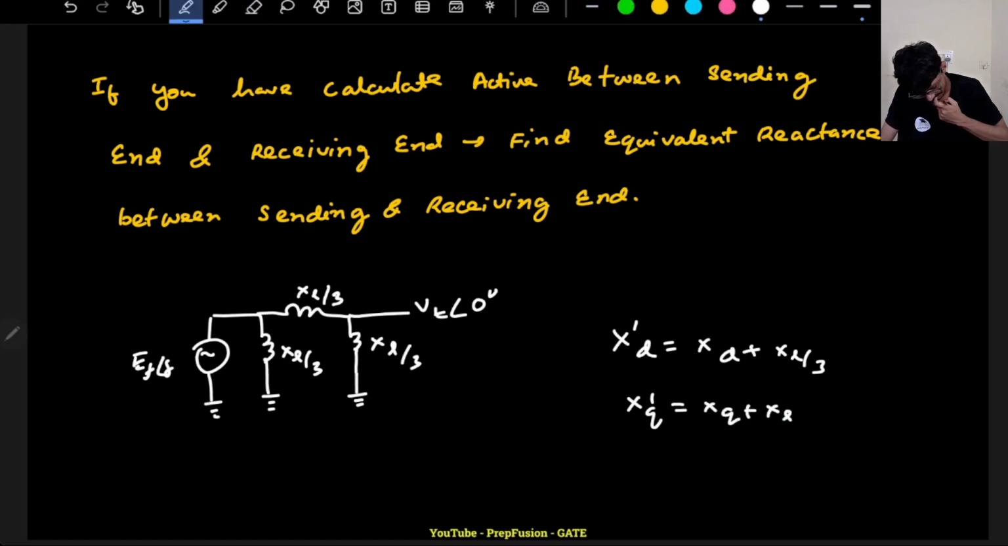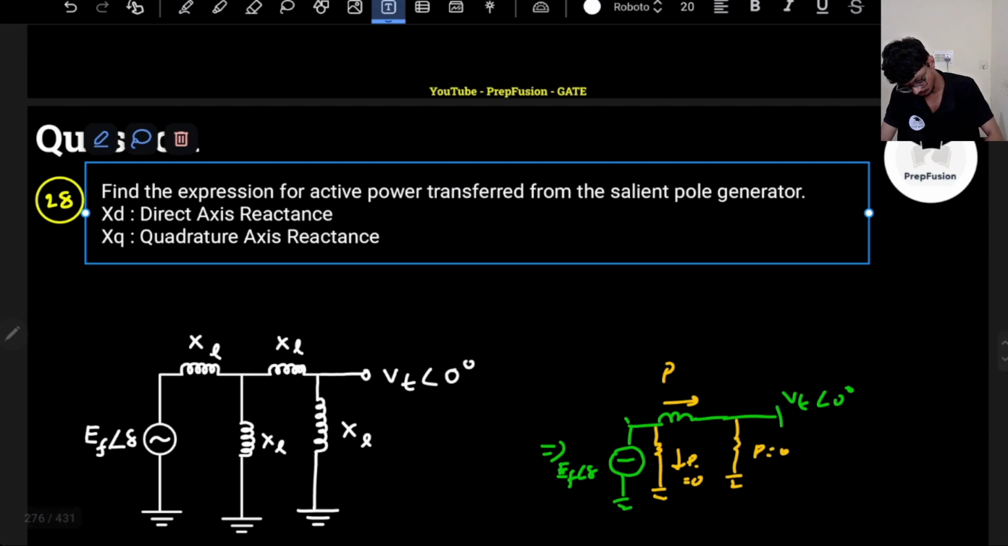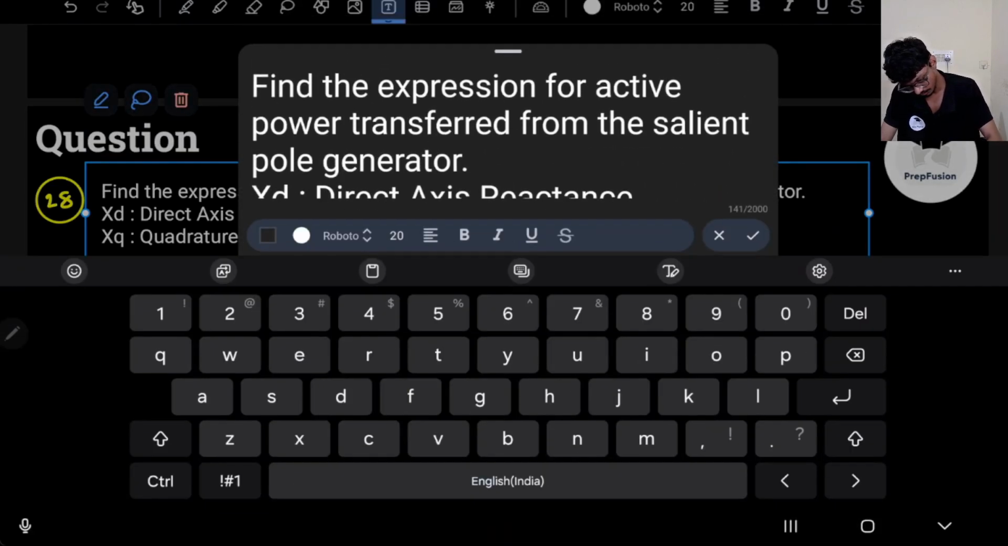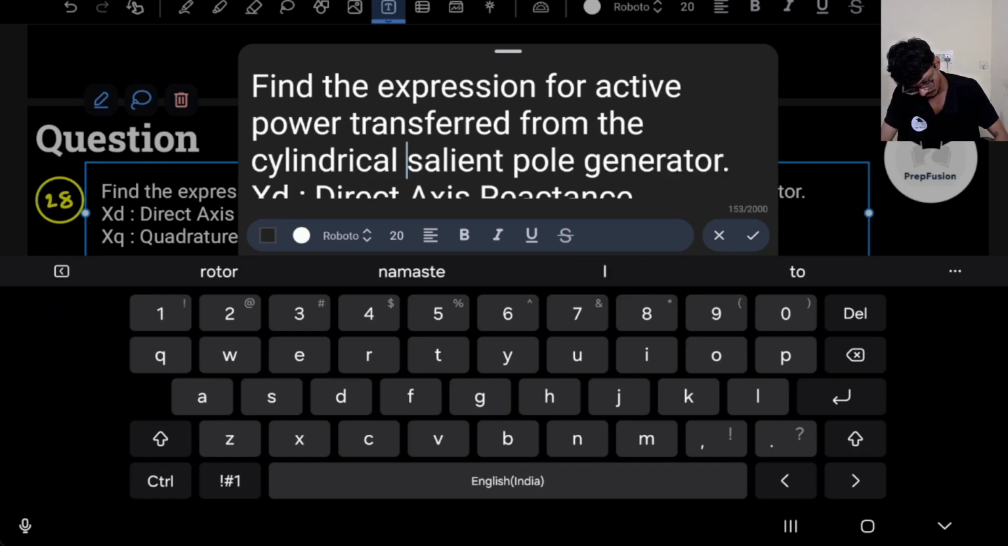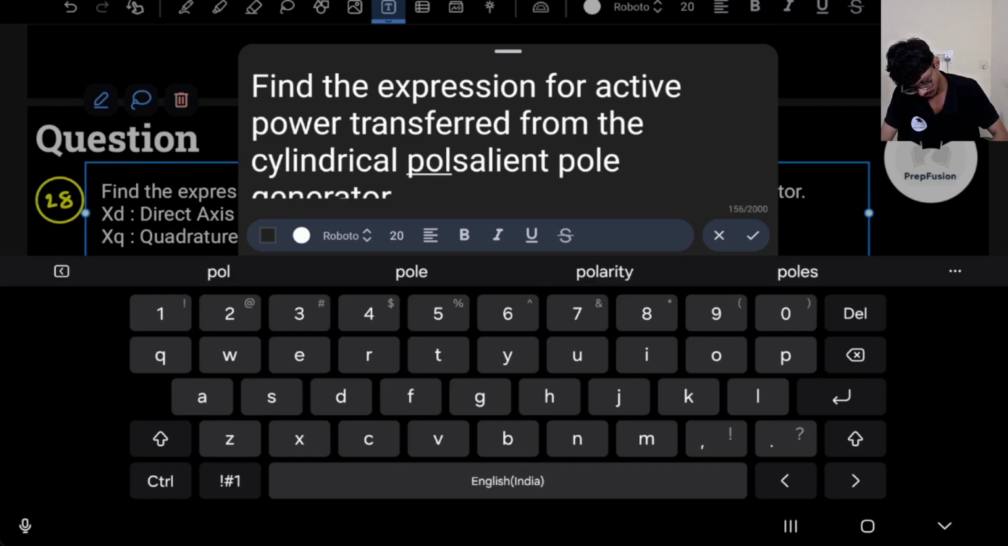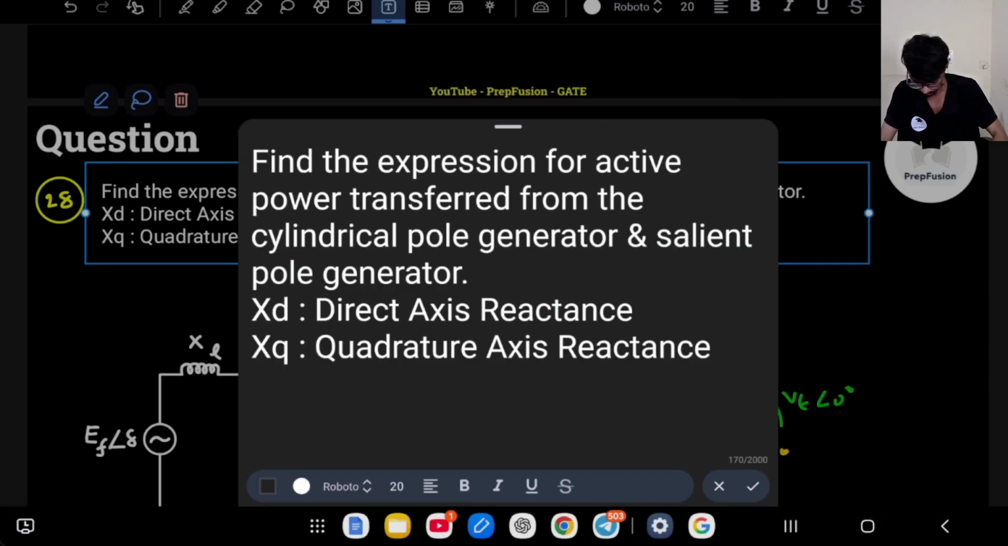Okay, just hold on. No, this is wrong. This question, sorry. Active power transfer for both, from the cylindrical pole generator and salient pole generator.